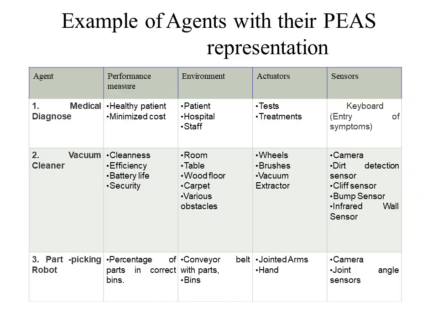Then here are some agents with their PEAS representation. Medical diagnosis has performance: the patient should be healthy, within a minimized cost. The environment is the patient, hospital, stuff like that. Then the actuators are how you diagnose your patient, with respect to tests and treatments. And sensors: you have to enter the symptoms and particular information of your patients with the keyboard. So keyboards are the sensors. Like that, vacuum cleaner, part picking robot. Okay, so having three or more examples here for your AI agents.